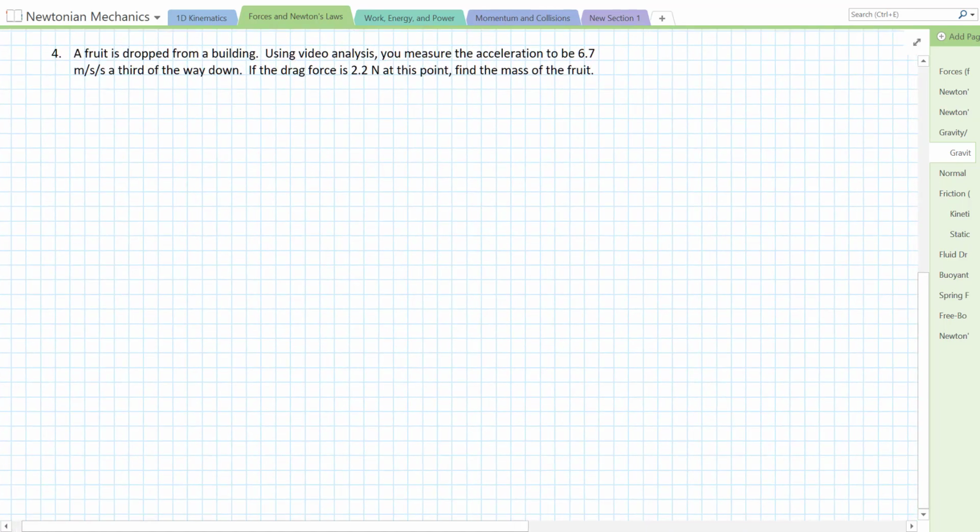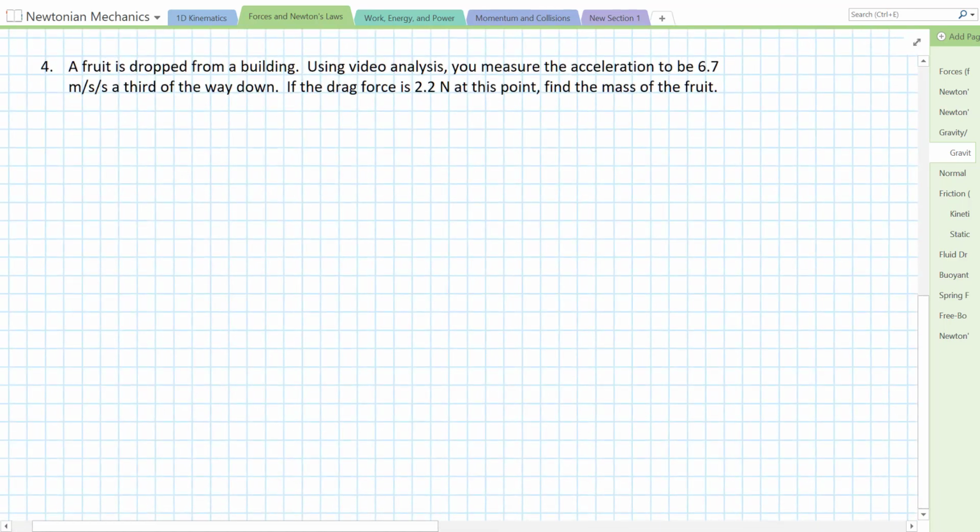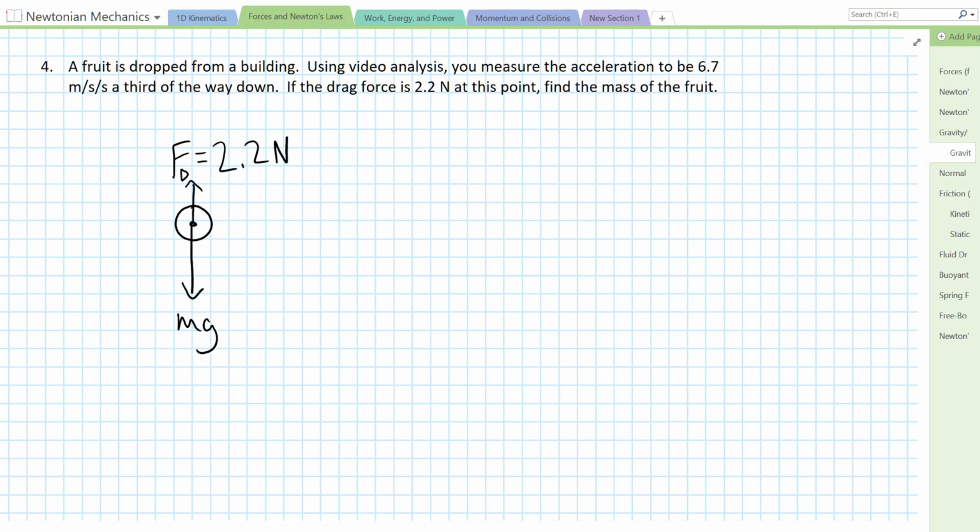Our last problem is right here. A fruit is dropped from a building. Using video analysis, you measure the acceleration to be 6.7 meters per second squared, a third of the way down. If the drag force is 2.2 newtons at this point, find the mass of the fruit. So again, we're going to do a free body diagram. Force of gravity pulls down, and the drag force is going to be pulling up. We know the drag force is 2.2 newtons, and that's about it.